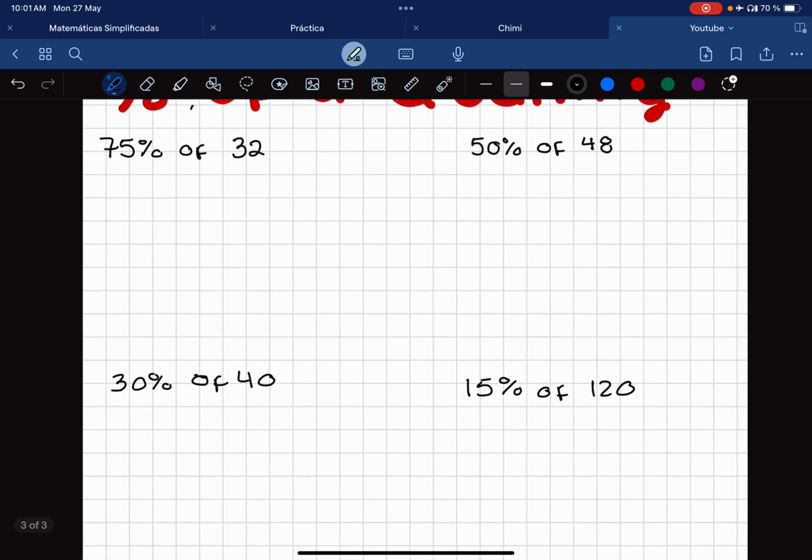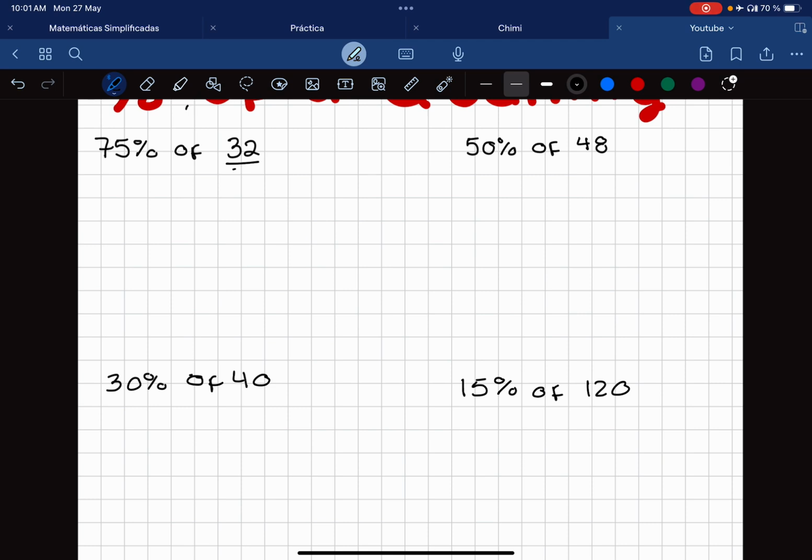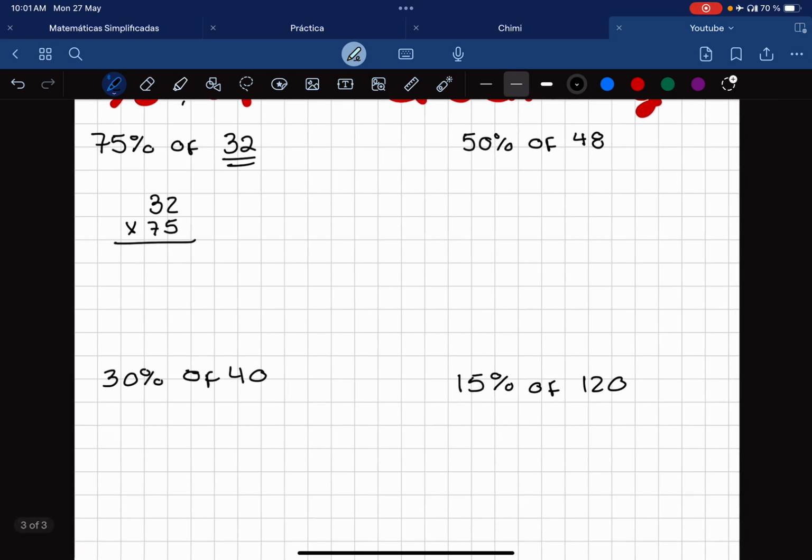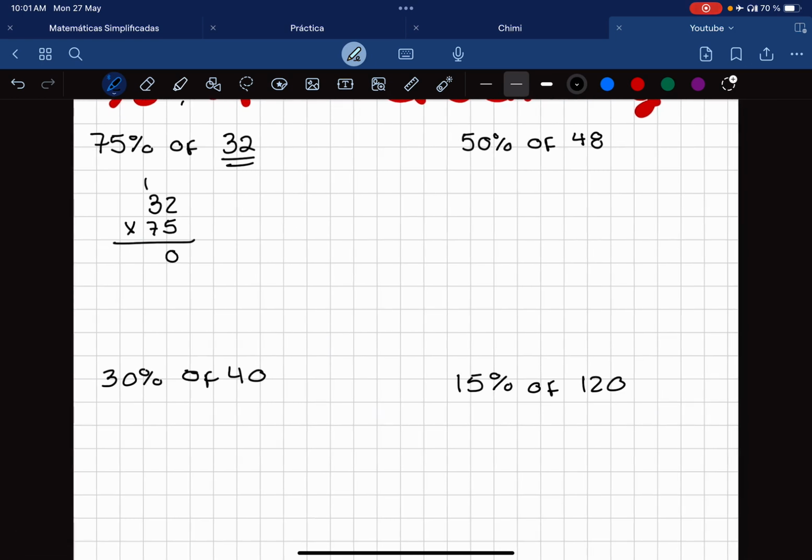In this case, we're going to take the amount or the quantity, that is 32, and we're going to multiply it by the percentage, in this case, 75. You know how to do this multiplication, so let's do it really fast. 5 times 2 is 10. 5 times 3, 15, plus 1, 16. Then you add the magical 0.